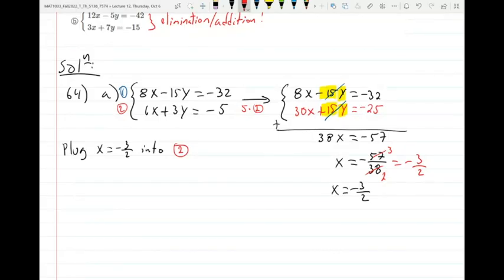Now we're going to plug x equals negative 3 halves into equation number 2. All right, so we get 6 times negative 3 halves plus 3y equals negative 5. And now, as you can see, this is an equation with one variable. We can solve it. But let's see, how do we carry out this product? What's 6 times negative 3 halves? Do it. Tell me, what is it? I mean, you need to know this at this point. If you don't know this, you'll be in trouble. So what is this equal to? What do we get?